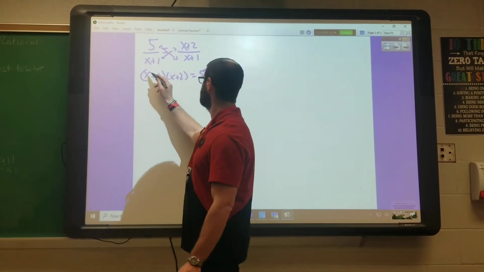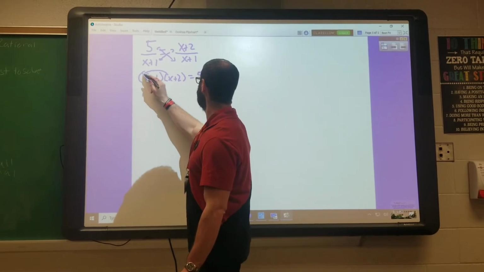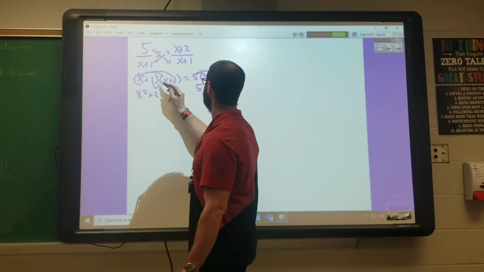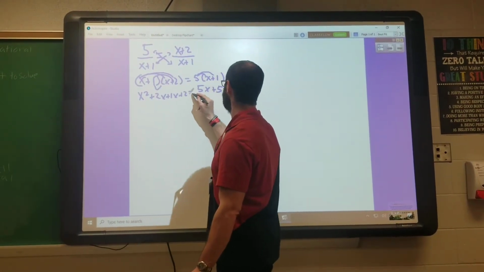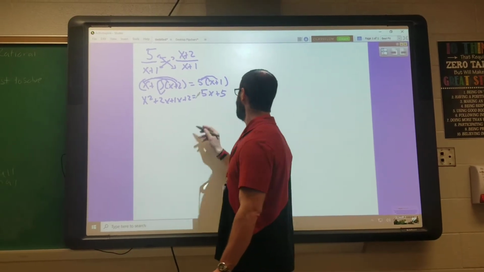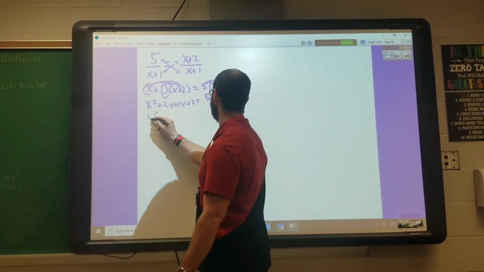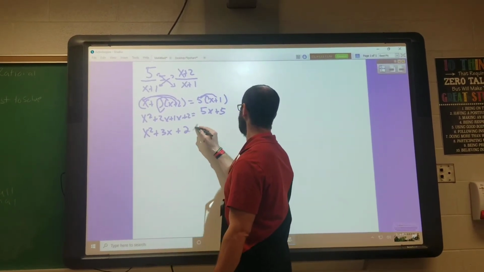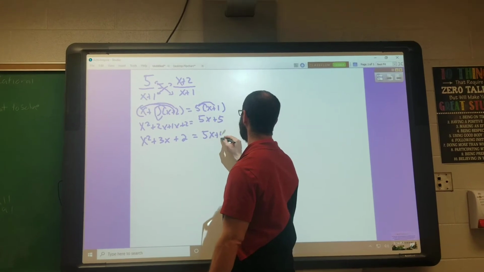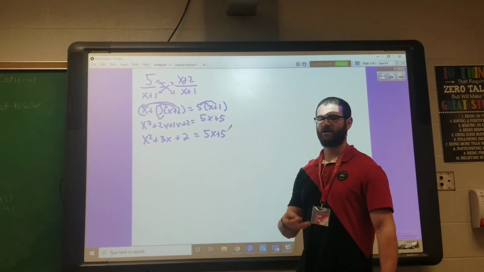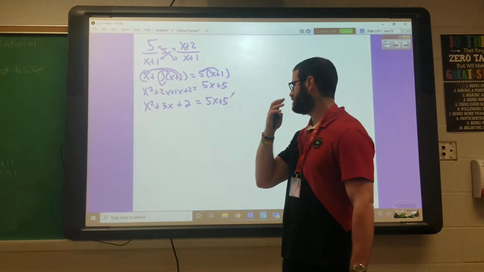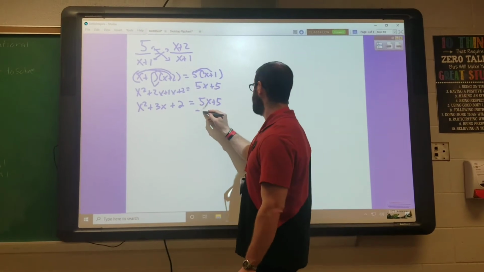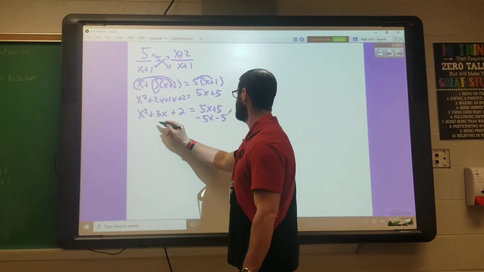Over here we FOIL, right? So x squared plus 2x plus 1x plus 2, right? First, outside, inside, last. Then I simplify, so 2x plus 1x, so I get x squared plus 3x plus 2 equals 5x plus 5. Since I got an x squared, that's a quadratic equation. Remember, to solve that, I have to have one side equal to 0. So we're going to subtract the 5x and subtract the 5 from both sides.